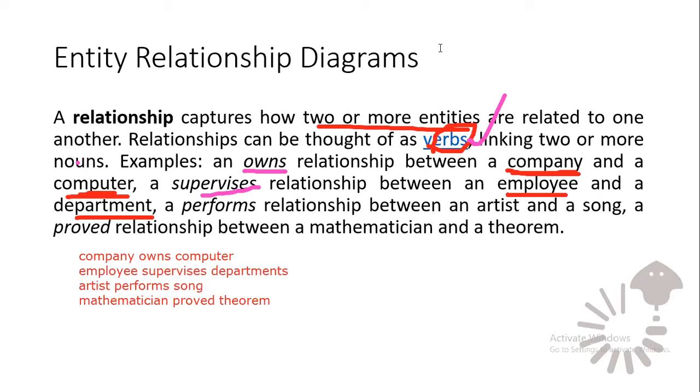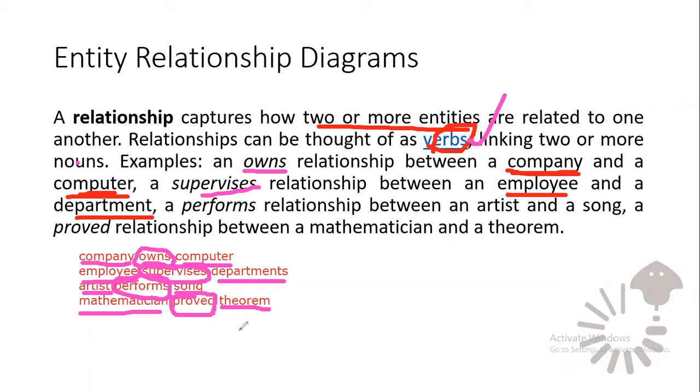So your entities are, sabi niya, relationship is a relation between one entity and another entity. Relationship is the verb. Owns, relates the company and the computer. Supervises is the relationship between employee and department. Perform is the relationship between artist and song. Prove is the relationship between mathematician and theorem.